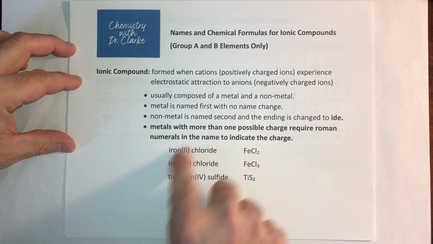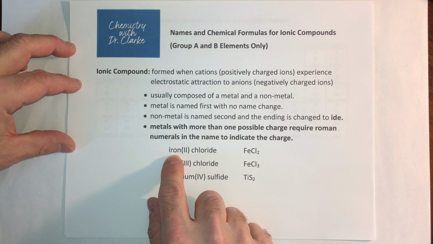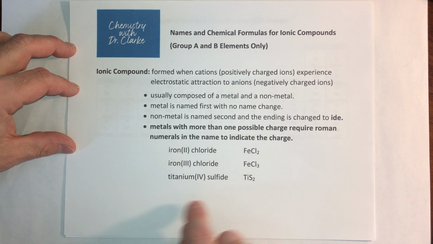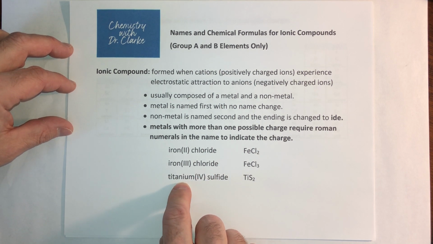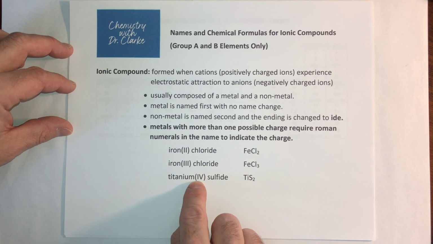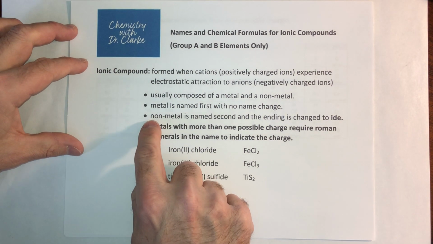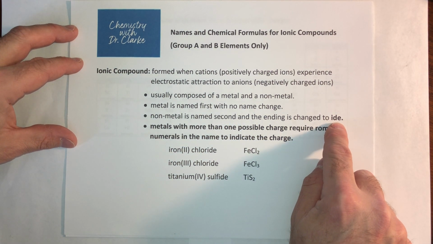If I look at my examples here, on the periodic table, iron is written as iron. In the name of this compound, it's still written as iron. On the periodic table, titanium is written as titanium. When I write it as part of an ionic compound, it's still written as titanium. The nonmetal is always named second, and it always has a name change.